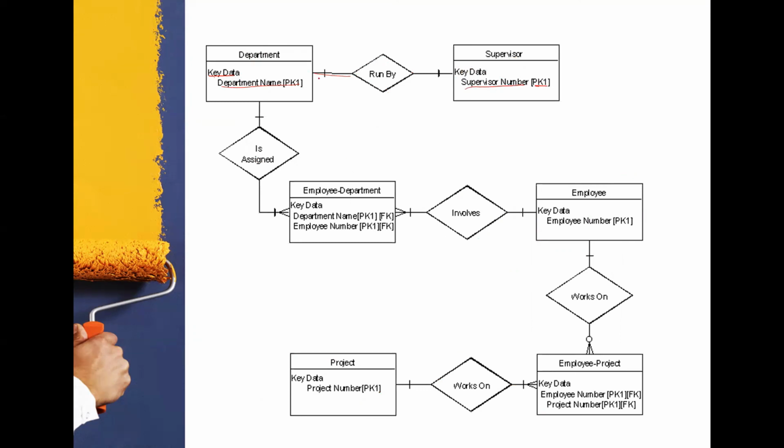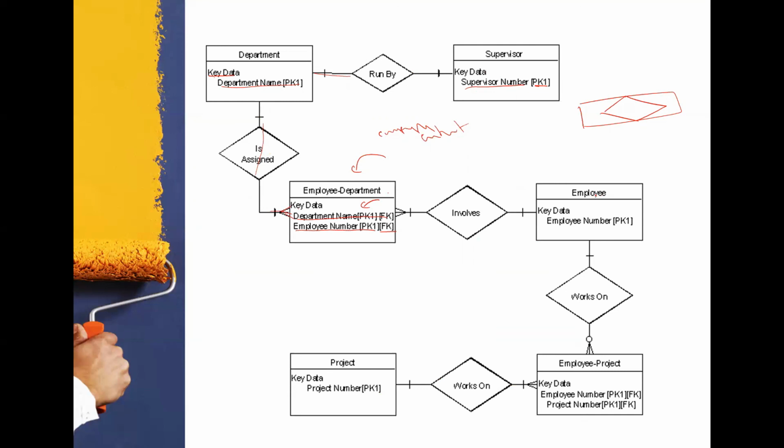Kalau employee department, nampak? Dia pecahkan, dia wujudkan ni diberi nama composite entity. Kalau daripada bentuk chain dia akan jadi macam ni. Ni kalau bentuk chain lah. Okay, ni bentuk Crow's foot. So employee department, key data dia adalah department name sebagai PK1 FK, employee number sebagai PK1 FK. Ni dia kata dia menggunakan composite key. So dia akan jadi one to many.